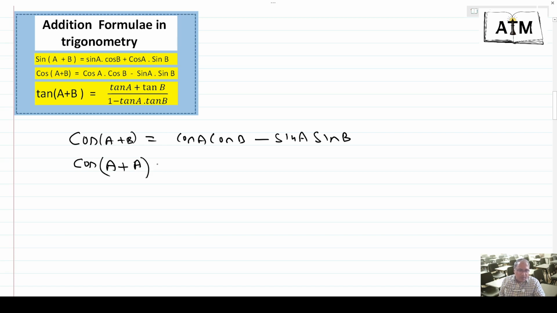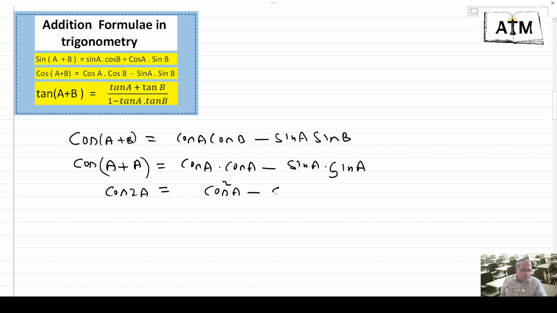Here is the b, therefore I am writing a here, cos a, and here is the b, I am writing cos a, and here is the b, I am writing sin a. So wherever the b is there, you write down a. So a plus a becomes cos 2a, and cos a into cos a, cos square a, minus sin a into sin a, sin square a. Therefore cos 2a equals cos square a minus sin square a.